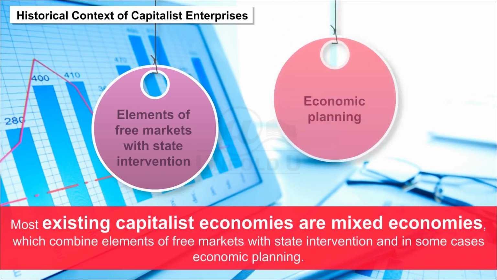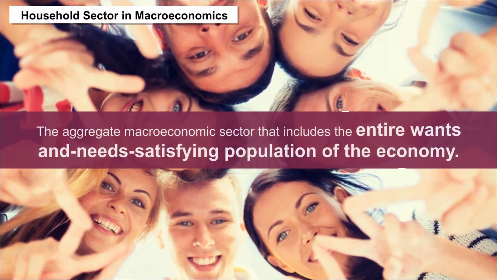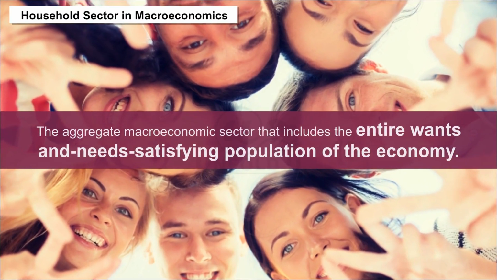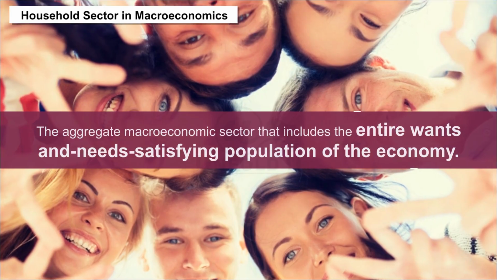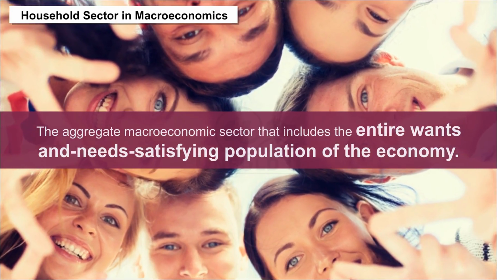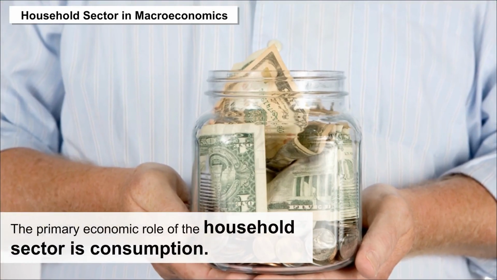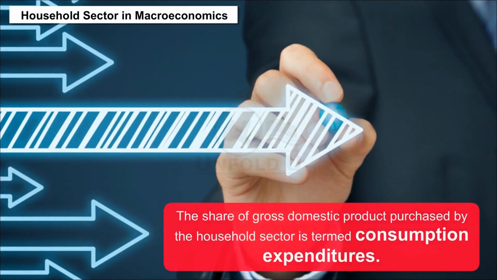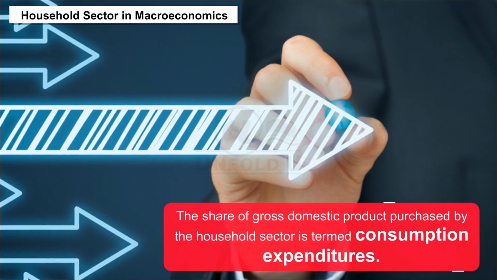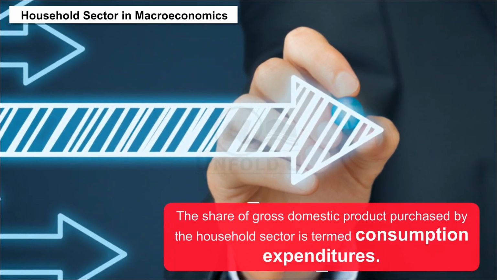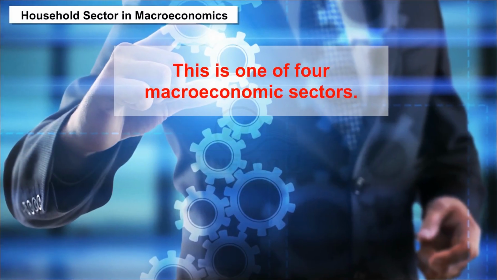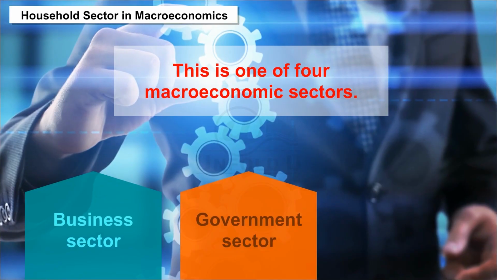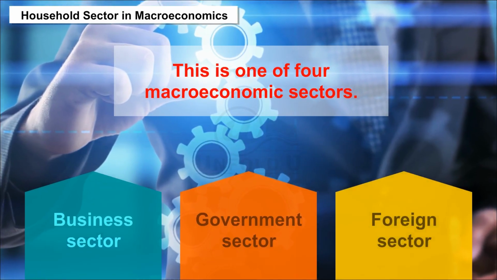Household sectors in macroeconomics. The aggregate macroeconomic sector that includes the entire wants and needs satisfying population of the economy. The primary economic role of the household sector is consumption. The share of gross domestic product purchased by the household sector is termed consumption expenditures. This is one of 4 macroeconomic sectors. The other 3 are business sector, government sector, and foreign sector.